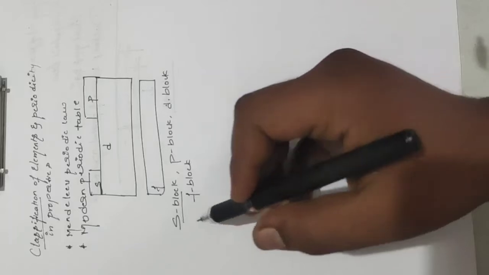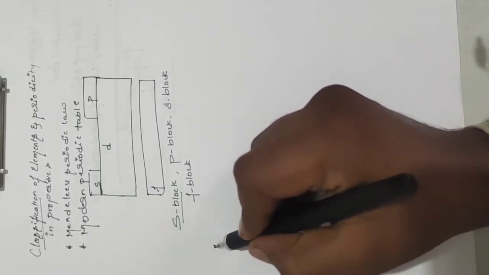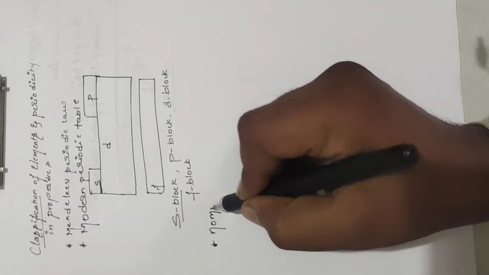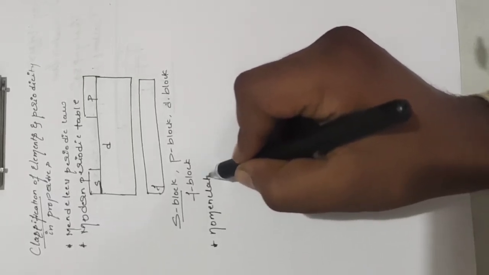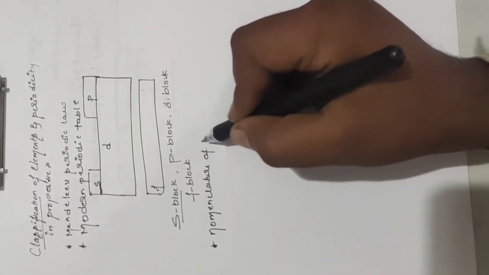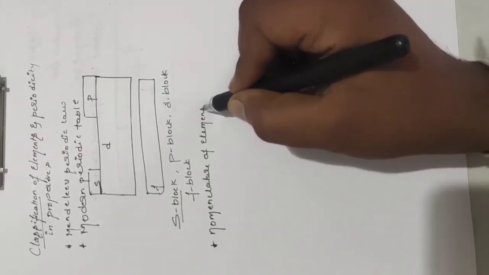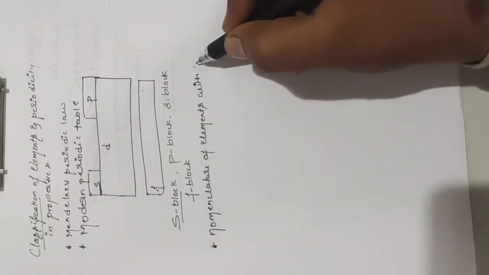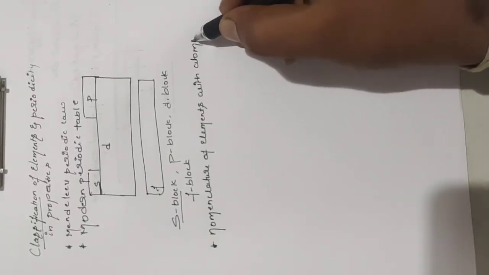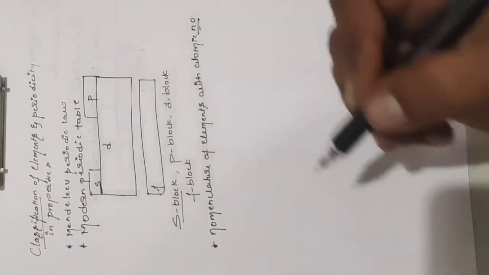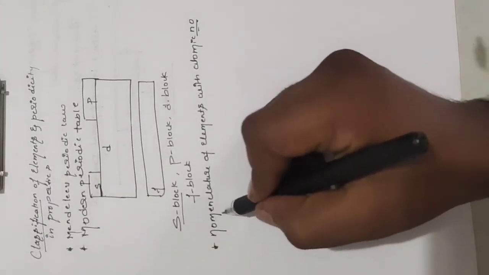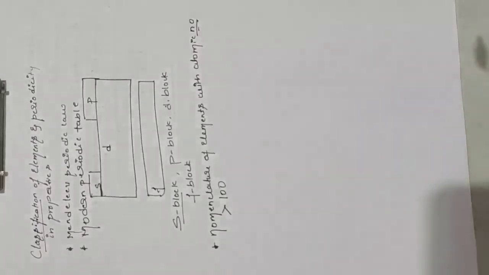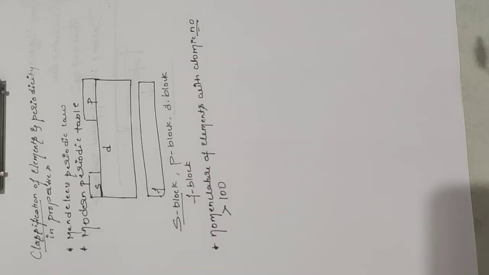The last topic in this video is the nomenclature of elements with atomic number greater than 100. There are 92 natural elements, and 24 artificial elements we are going to study in this video.